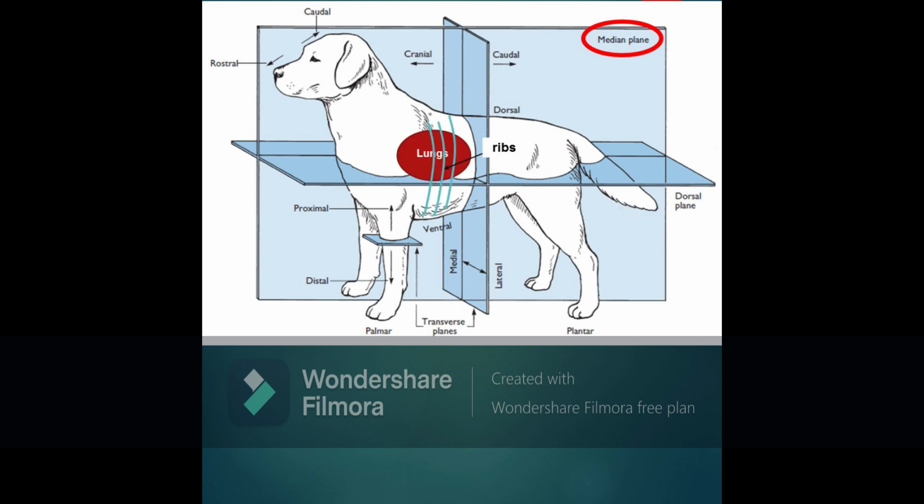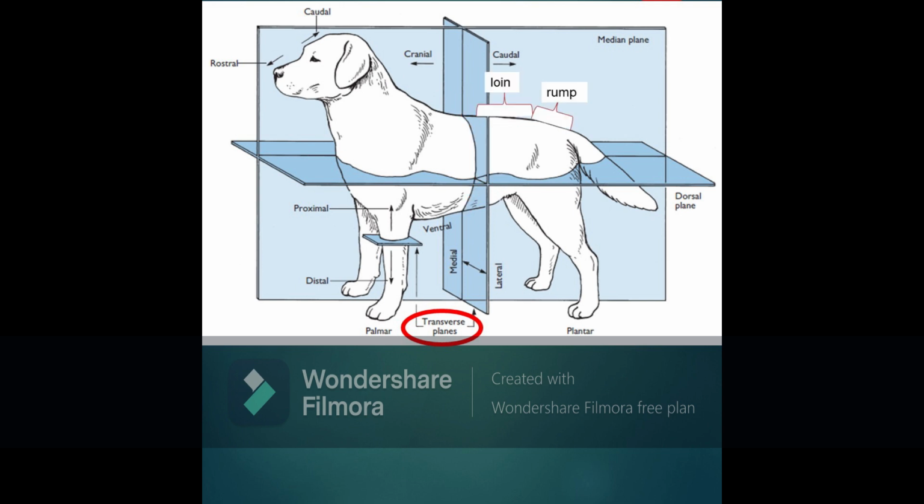Using the transverse plane as point of reference, the terms cranial and caudal refer to the ends of the animal as it stands on four legs. Cranial means toward the head or cranium, and caudal means toward the tail or cauda. For example, the diaphragm is cranial to the stomach or the rump is caudal to the loin.